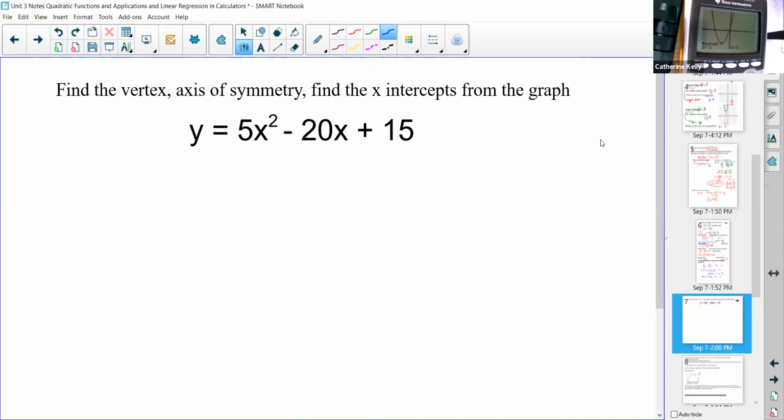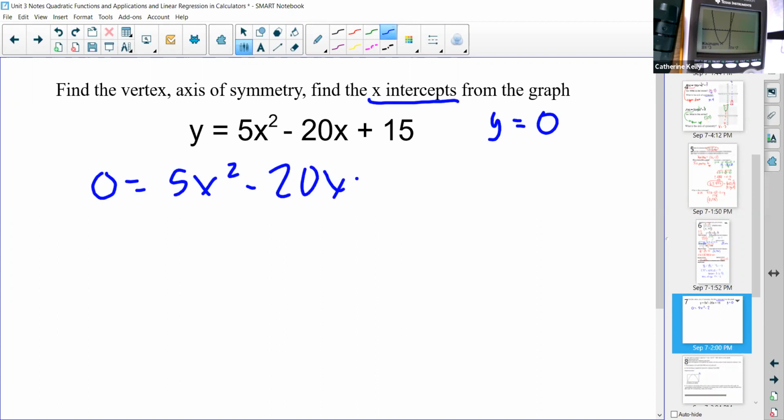So I'm going to find my x-intercepts. And x-intercepts means that y is 0. And I'm doing that first because it's going to be the hardest thing for me to do. So if I put y is 0, 0 equals 5x squared minus 20x plus 15. So I'm going to divide everything. I'm going to factor out a 5 from everything. So I'm going to divide this by 5, divide this by 5, divide this by 5.